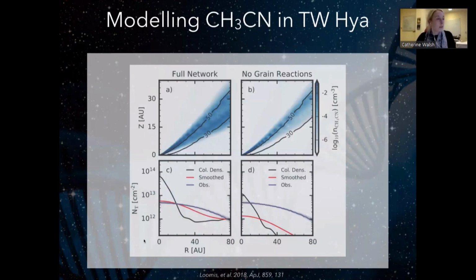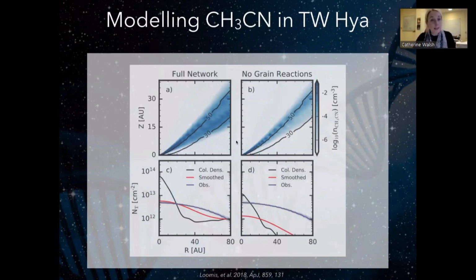This is some work, this is in the paper by Ryan Loomis. This is the detection of CH3CN in TW Hya. The modelling was done by Ailsa Cleves, who you'll hear from this afternoon. And one of the interesting things about this modelling work was that if we include only gas phase chemistry for methyl cyanide, we do not match the column density that we need to reproduce the observations in TW Hya.